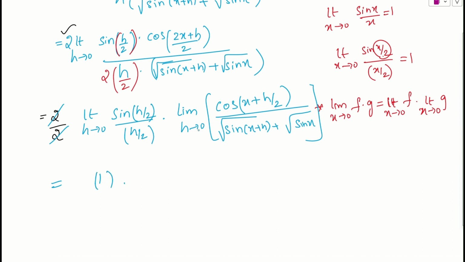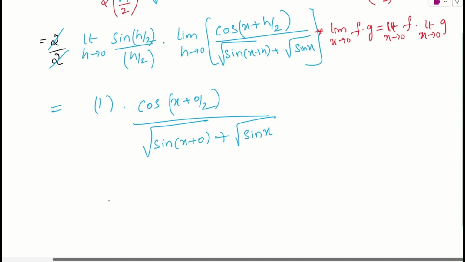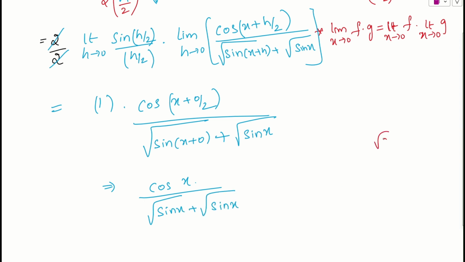Yes. So what is the meaning of limit h tends to 0? Wherever h is there, you need to replace it with 0. Then it will be cos of (x plus 0) by 2, over root of sine of (x plus 0) plus root of sine x. So from this, I can conclude that this is cos x over root sin x plus root sin x. Is it okay? If you know root a plus root a, this will be simply 2 root a, right?